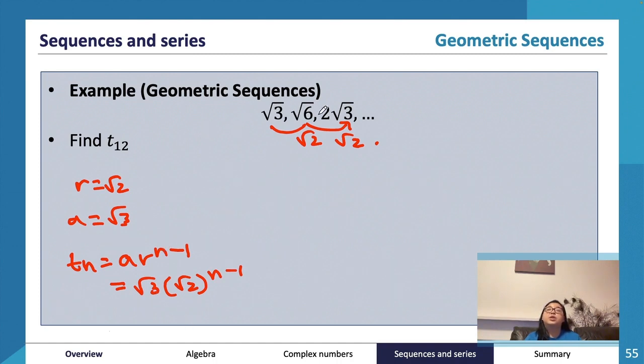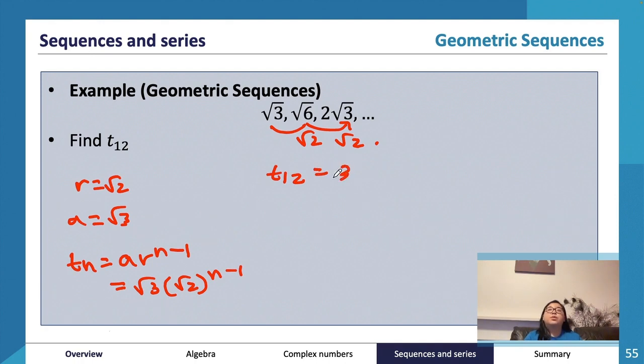And we can just make sure to check. So if we subbed in 1, 1 minus 1 is 0, that should just be 1. That looks good. If we have 2 minus 1, so it's root 3 times root 2, so that's root 6. Looks good. If we had 3 minus 1, so that's root 2 squared, so we'll have 2 root 3. So it looks good. So we've done our checks, and now we can move on to actually subbing it in.